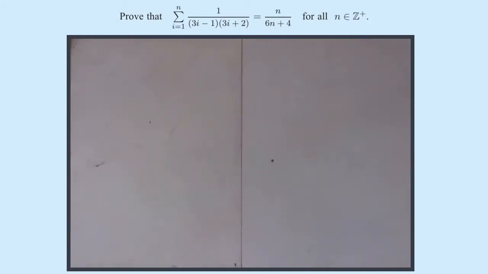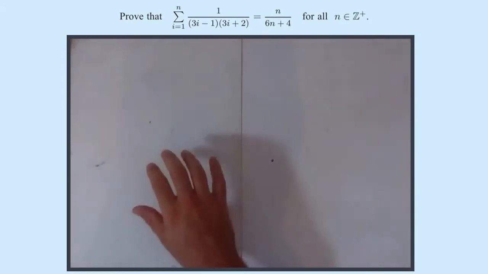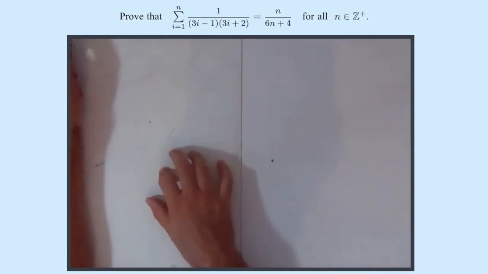Prove that the sum from i equals 1 to n of 1 over (3i minus 1)(3i plus 2) equals n over 6n plus 4 for all positive integer n. Right, so I'm going to write out our conjecture as a series of terms. It's going to take a bit of space, but I won't write many. But firstly, I'm going to write the thing we're actually trying to prove, the proposition.